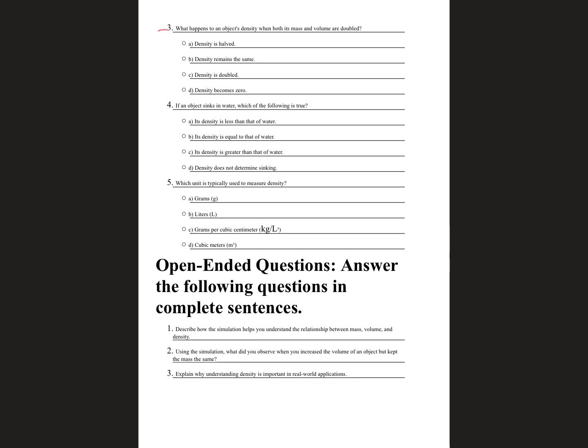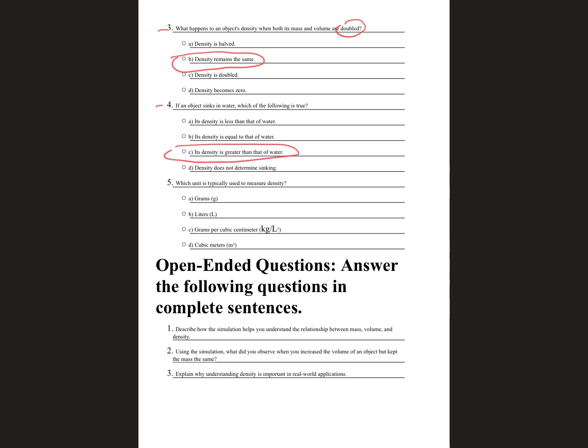Number three, what happens to an object's density when both its mass and volume are doubled? B, the density remains the same. Because if we're going to double each of those, it's not going to change the math that you use to divide mass over volume.